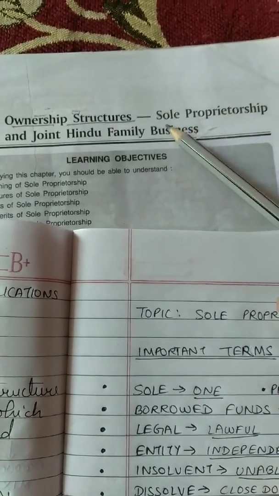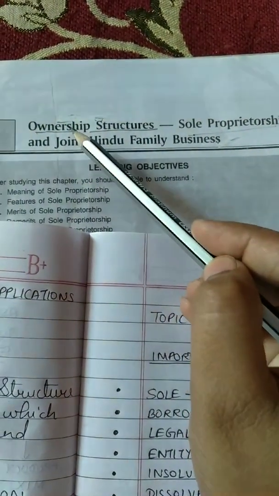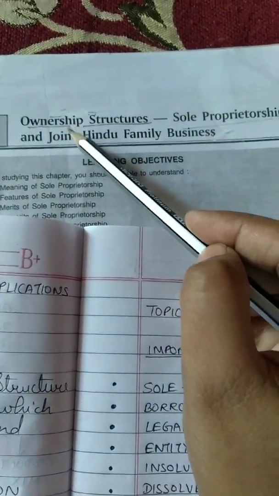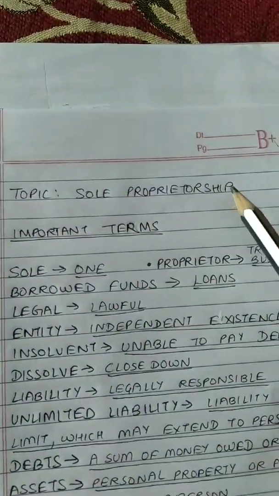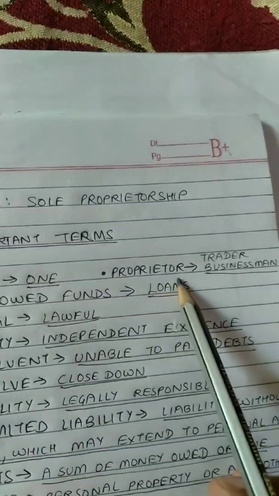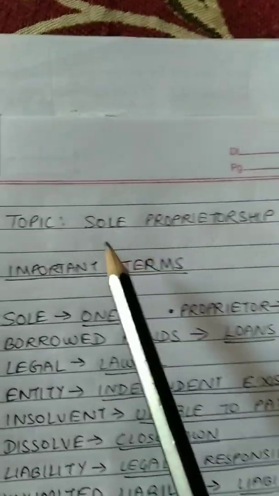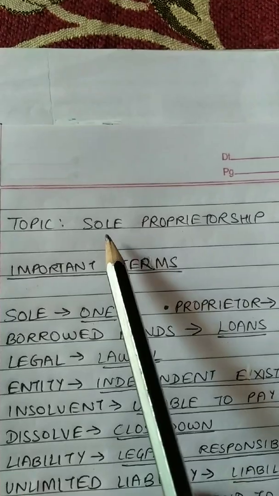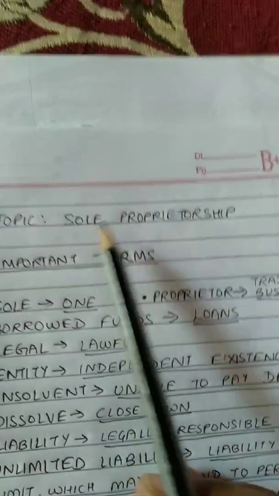Alright, this is a form of business. Ownership structure, I told you, is the way in which a business is owned and run. So coming to the meaning of sole proprietorship first. Sole word means one or single, and proprietor means trader or the businessman. So sole proprietorship means a business which is owned by a single individual. That is why it is known as sole proprietorship.